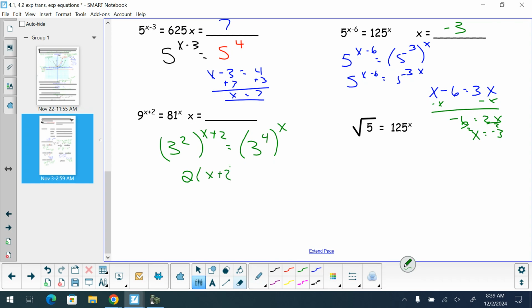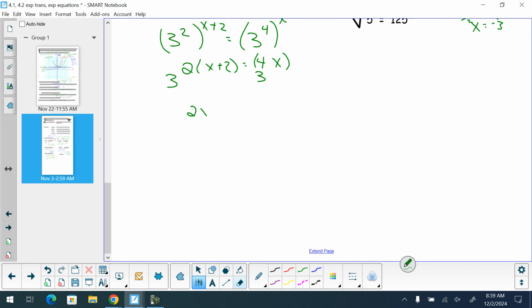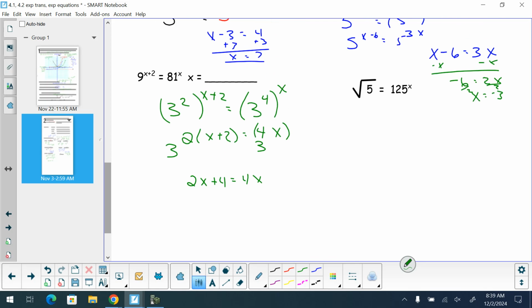Powers to a power. We're going to have 2 times the x plus 2. And then our exponents must be equal. We could also write this as a base of 9. Either one will get you the same answer. Very quickly.